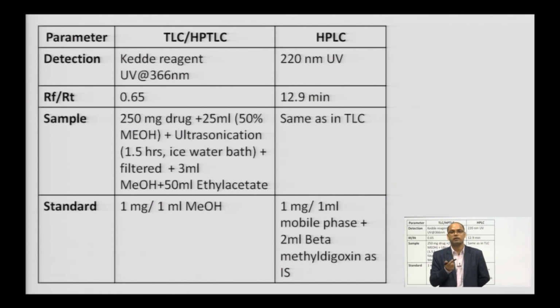Standard digoxin is available in the market. You can obtain it from Merck or Sigma. You can take 1 mg of that standard and dissolve it in 1 ml of methanol, and use an appropriate volume of that standard and the sample for application on the TLC plate. So, this is the TLC analysis of your phytoconstituent digoxin.